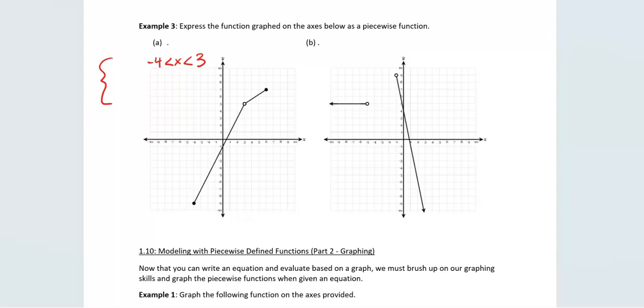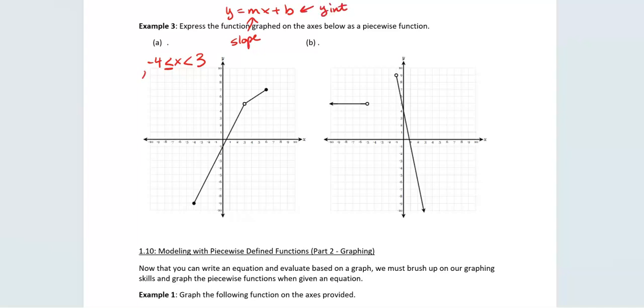Remember, if it's open, it's not "or equal to," but if it's closed, like this one right here, you put a little line right there because it's closed. All right, that's our left domain. Now we have to write the equation that goes with it. This is a line, it's not flat, so we're going to have y equals mx plus b. And again, m is the slope, b is the y-intercept.